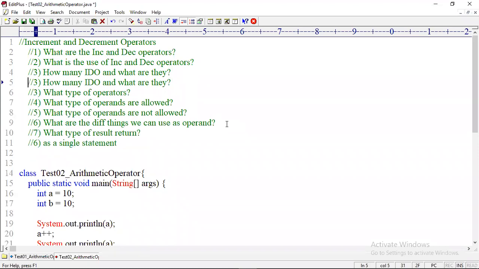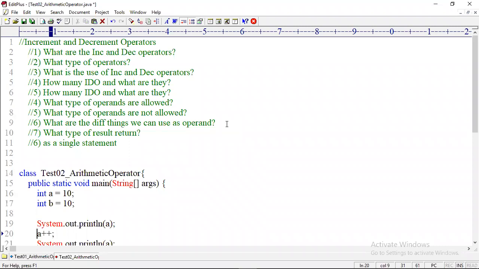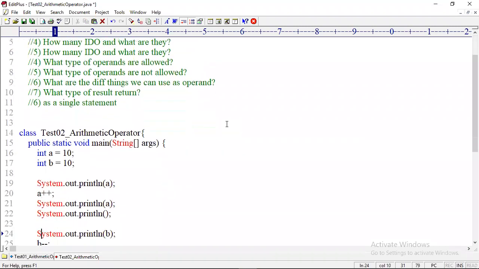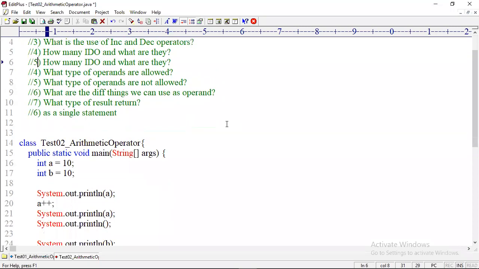Next point, tell me, these increment decrement operators are what type of operators? They are unary. Unary means how many operands will they take? Only one operand. Look at their a, only one operand it will take. The next question: how many increment and decrement operators do we have? We have two increment operators and two decrement operators. What are they?